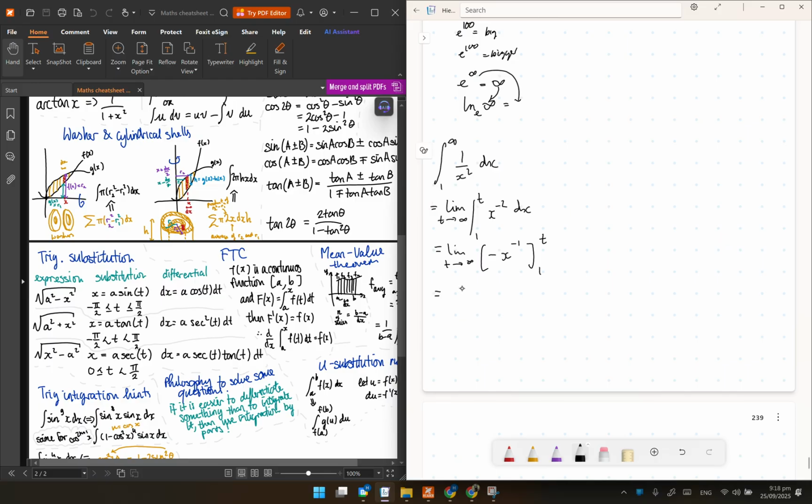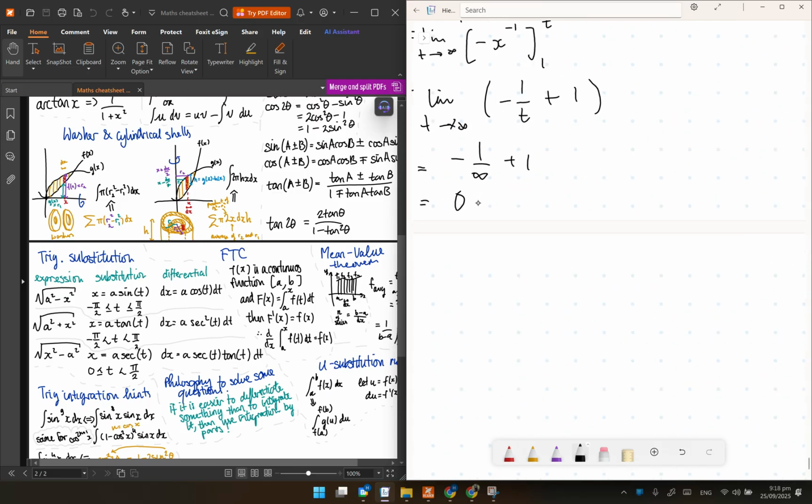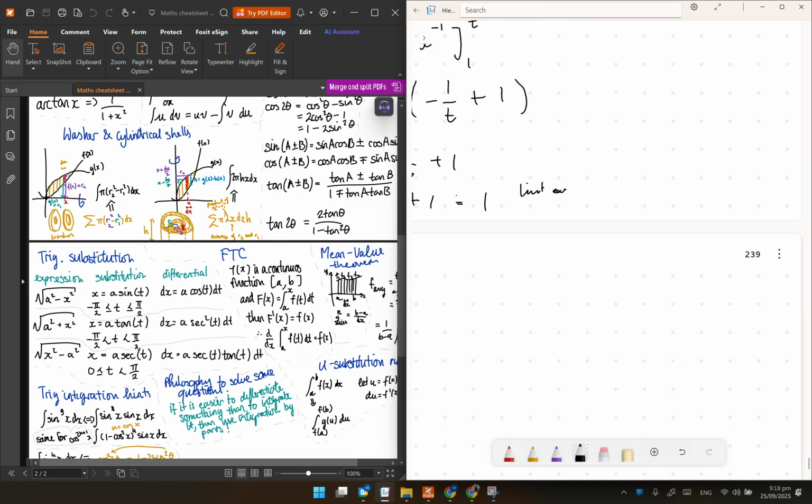Now that just means that this is going to be lim of t to infinity of minus t to the minus 1, so that just means minus 1 over t, minus, that's a plus 1 into x. 1 over 1 is just 1. There we go. Now if we sub the t that is infinity into here, it's minus 1 over infinity plus 1. 1 over infinity, any number over infinity is going to be 0, right? You're dividing by a large number. 0 plus 1. Therefore, the limit is equal to 1, and therefore, the limit exists. And 1 over x squared is convergent.